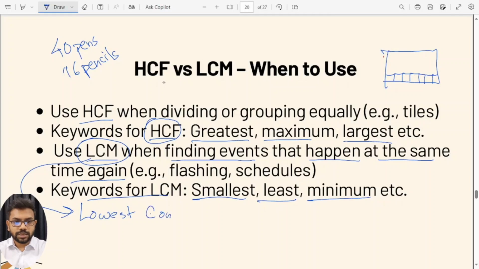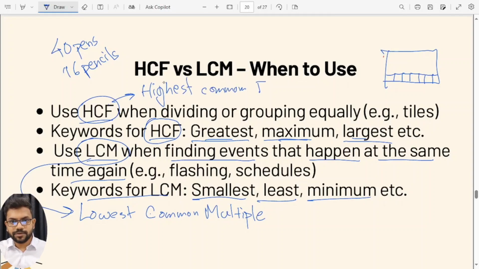Lowest common multiple. So this is why smallest, least, minimum, these are the keywords for finding LCM. And for HCF, we find the greatest, maximum, largest, because we basically find the highest common factor. Highest common factor. Okay, let's have a look at some examples.